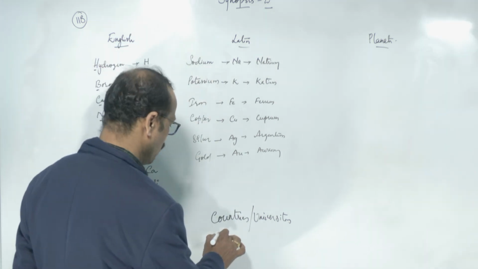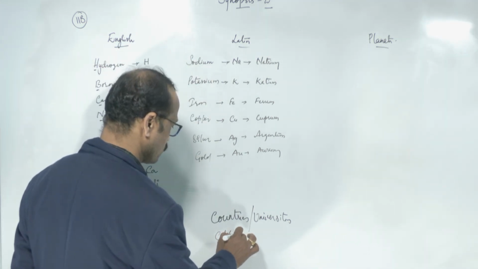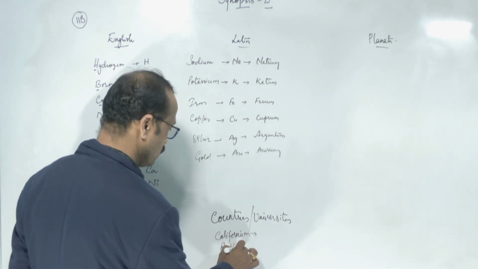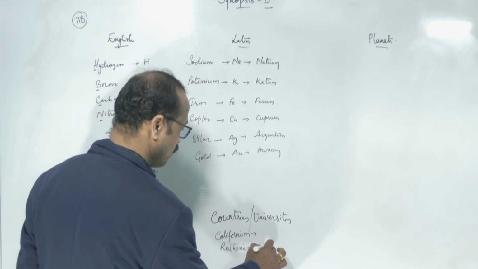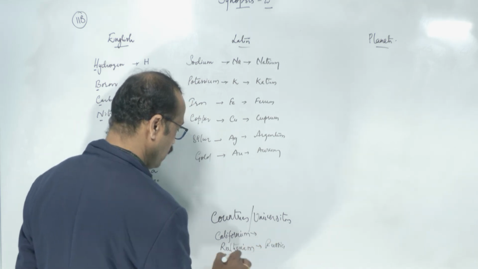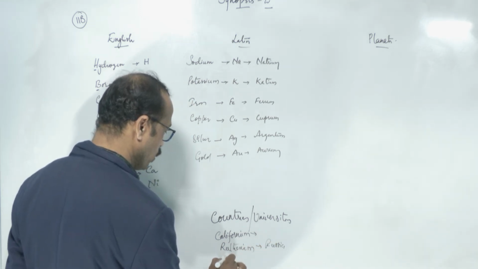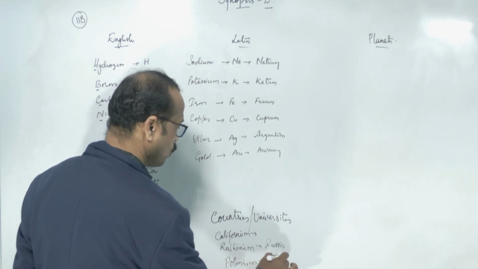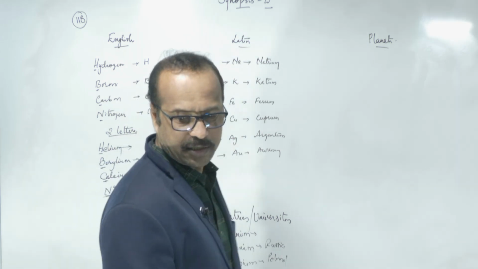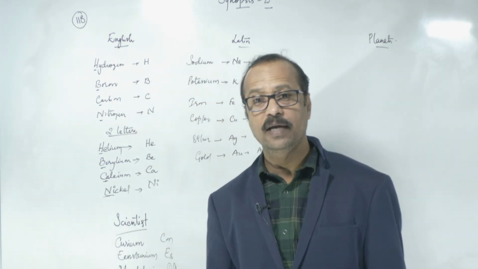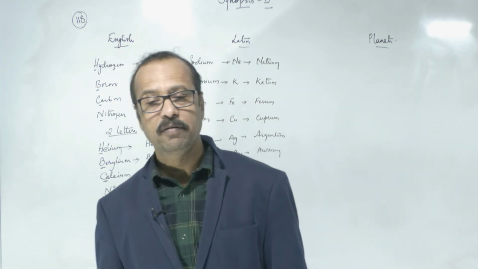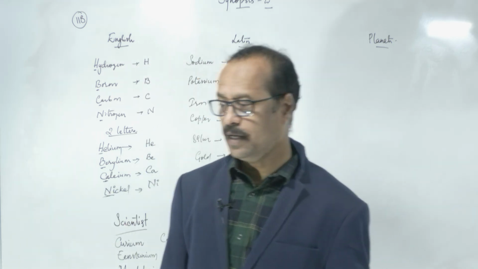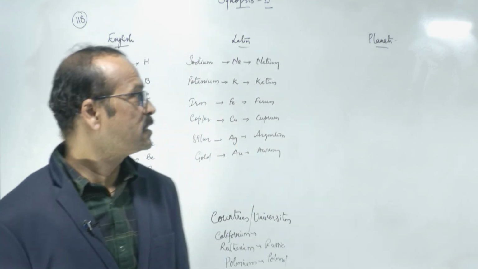Like Californium, this is based on University of California. Ruthenium, this is after the name of Russia. Okay, and next what I said, polonium, this is after the name of Poland. Okay, so these are some of the examples for the elements whose names are given after the countries and some universities. Right.